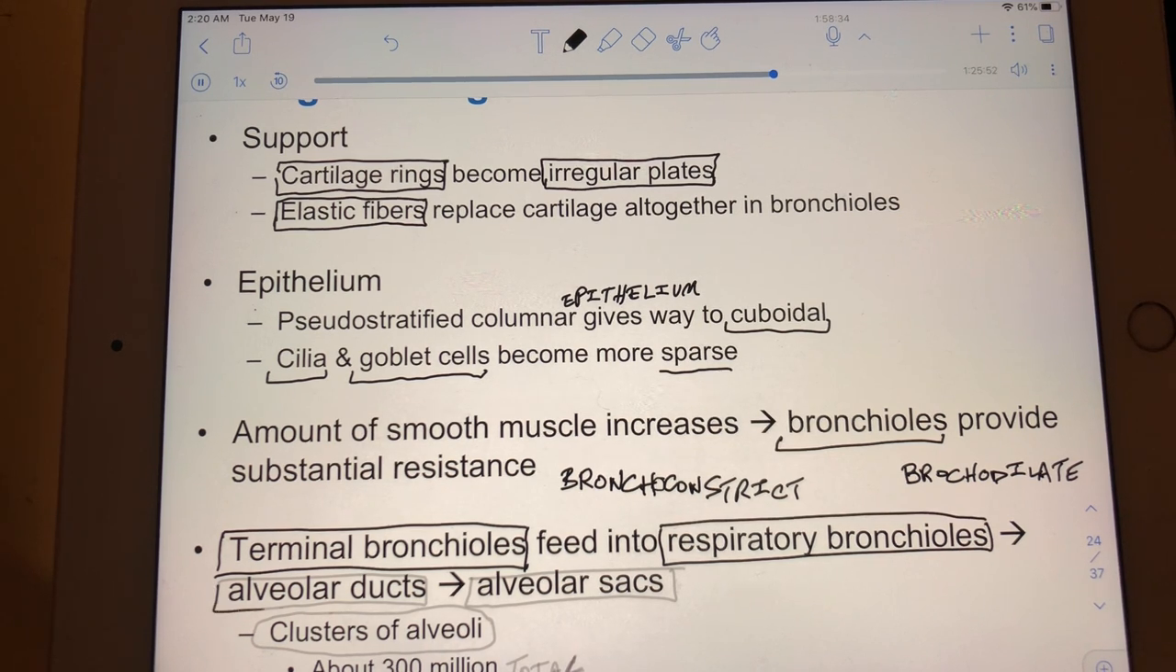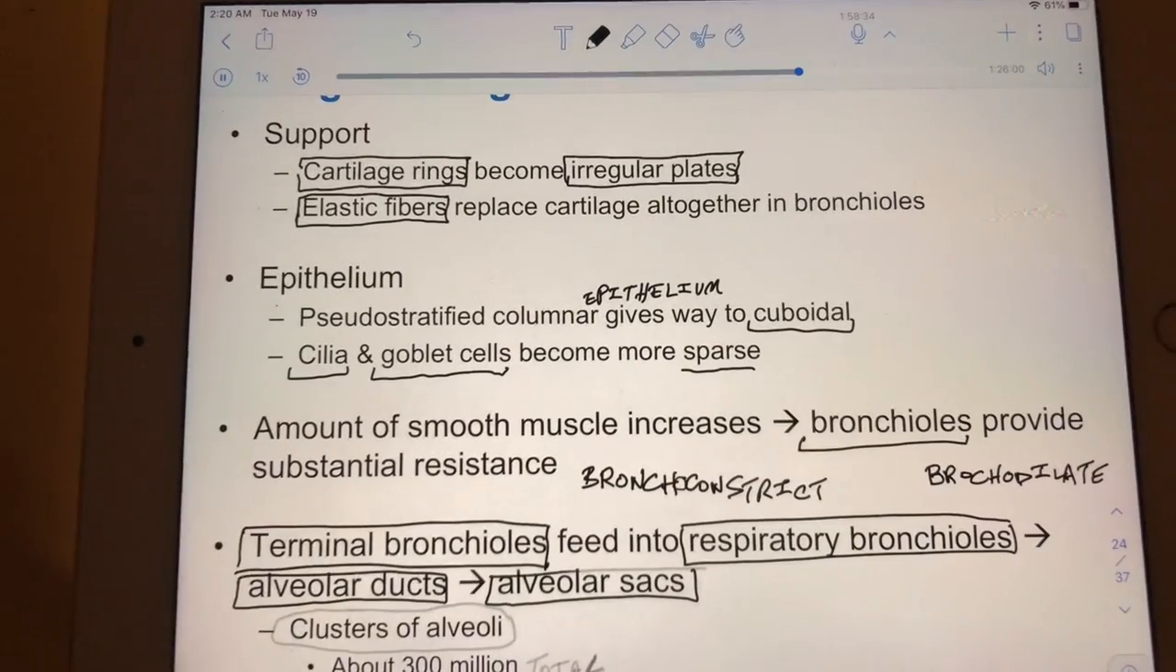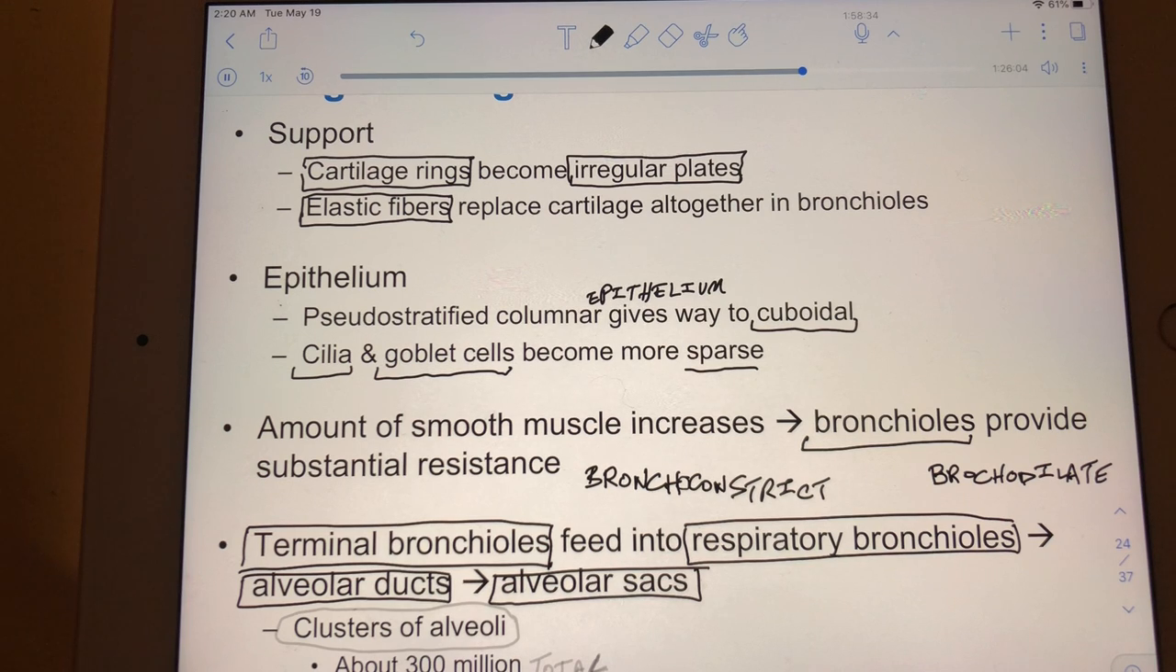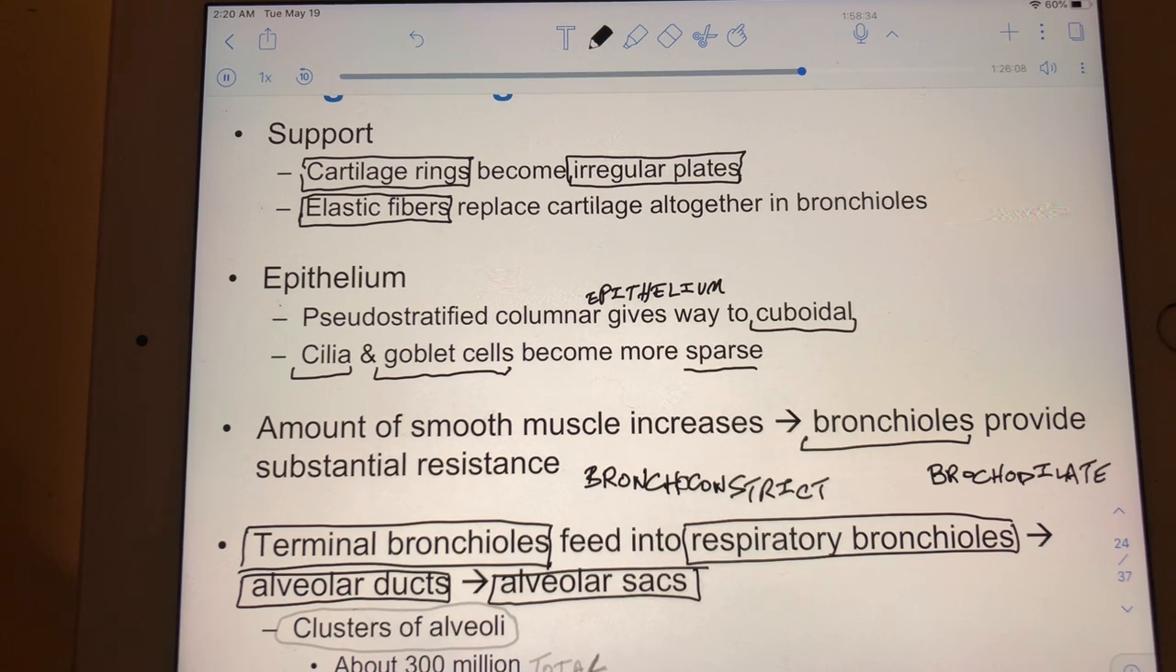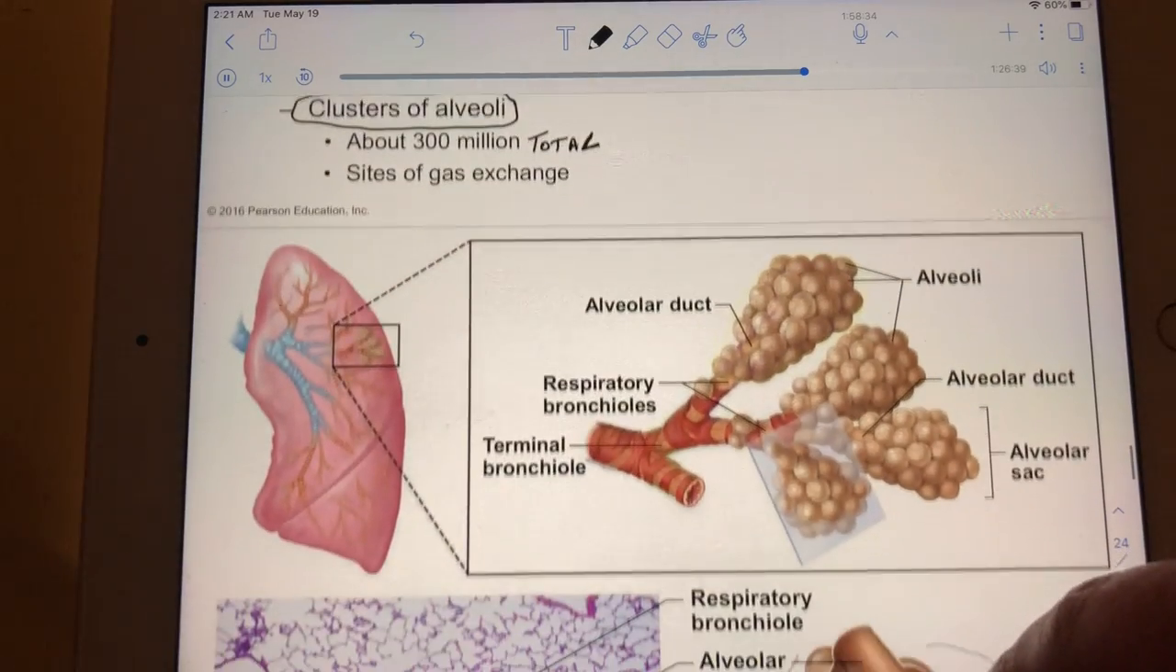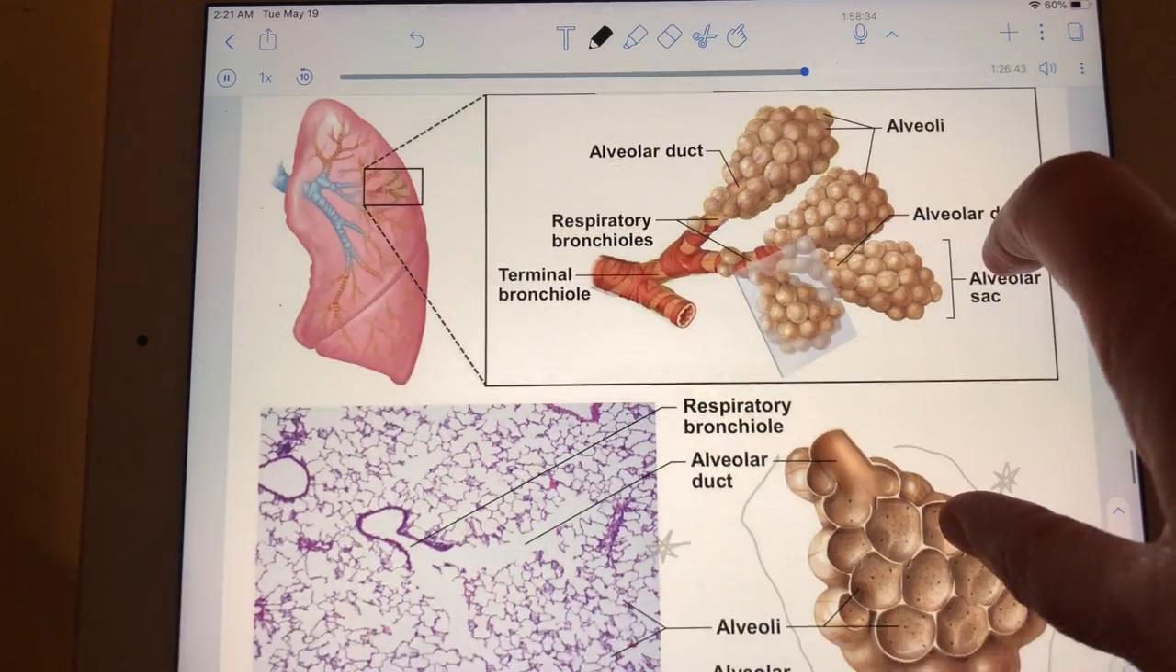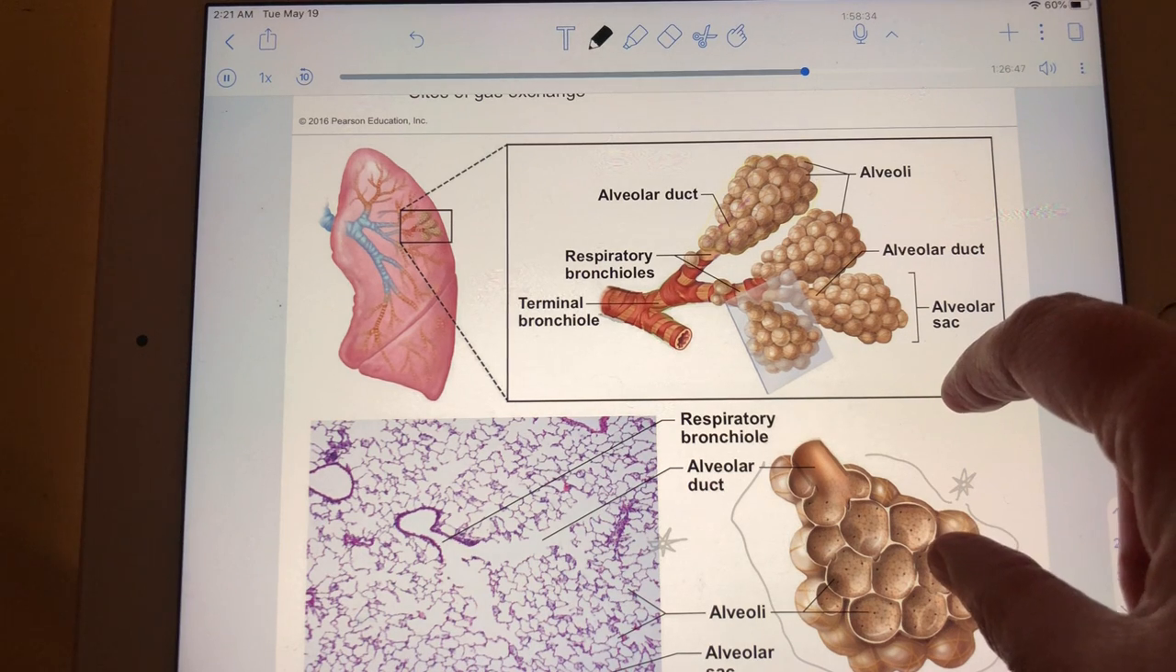Respiratory bronchioles feed into alveolar ducts, and alveolar ducts feed alveolar sacs. Good grief. An alveolar sac is actually a cluster, kind of like a cluster of grapes, okay? A cluster of alveoli, okay? We have about 300 million alveoli total. So that's about 150 million alveoli per lung, okay? And the alveoli provide or help provide surface for gas exchange. Lots of surface. Let's go to the next slide, slide 25, which will help us, not help us be less frustrated with these names, but help us at least apply these terms, okay?